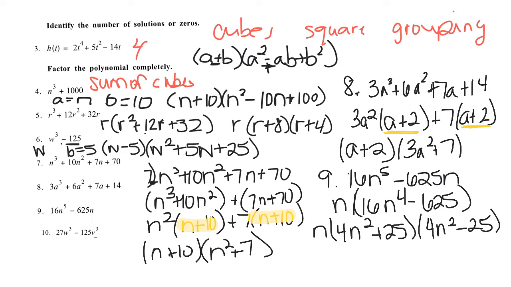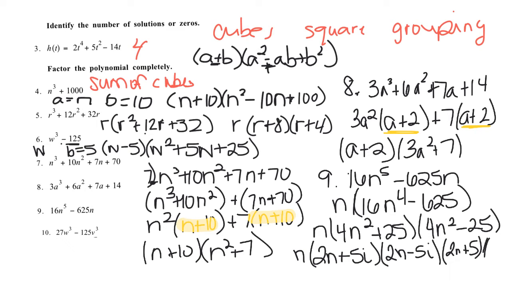And now I still have perfect squares, so I can factor it more. We said that when it's plus, it factors into imaginary factors: 2n plus 5i and 2n minus 5i. And then the 4n squared minus 25 factors to just 2n plus 5 and 2n minus 5. That's your complete factorization there.